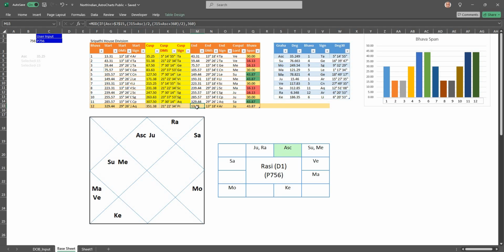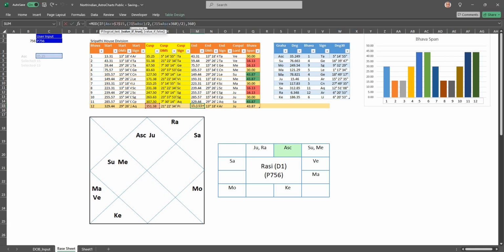When the 12th ends, the ascendant begins. So where the 12th ends is basically the ascendant itself. So this is the beginning of the ascendant. Okay. It is for the first bhava's beginning is essentially not the ascendant. The ascendant is the middle portion of the first bhava.